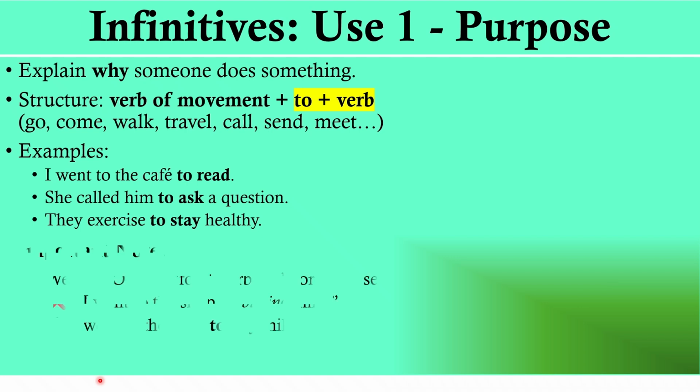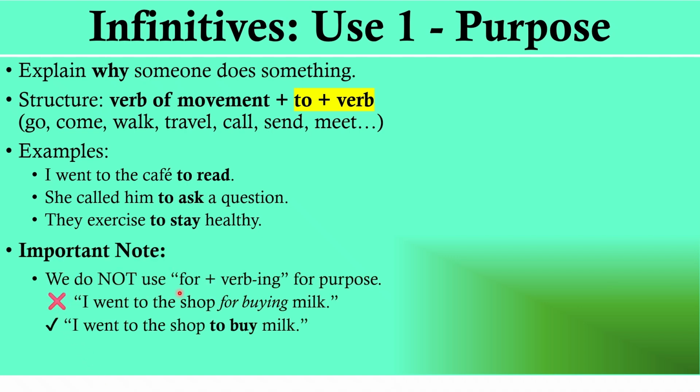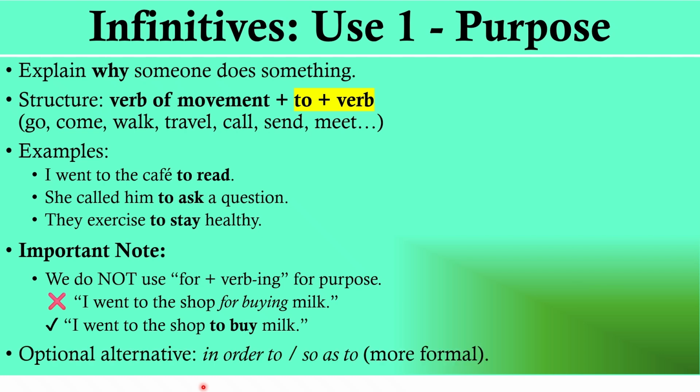Here is a very important point. We don't use for plus verb plus ing to express purpose. For example, I went to the shop for buying milk. This is incorrect. The correct sentence is, I went to the shop to buy milk. So remember, when you want to express purpose, use to plus verb. And in more formal writing, you can use in order to or so as to. But in everyday English, just using to plus verb is perfect.